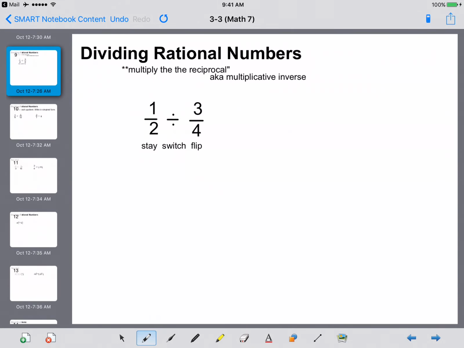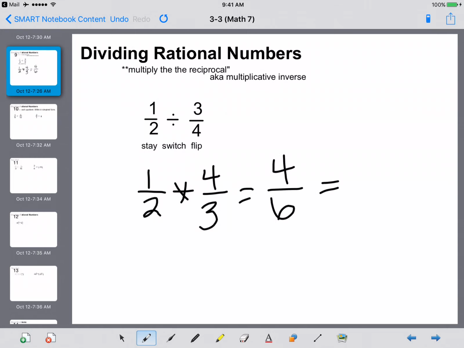Now we're going into dividing rational numbers. So when you divide rational numbers, you multiply by the reciprocal, or your multiplicative inverse. So what you do is you stay, switch your symbol, and then flip your second fraction. So your first fraction stays, your symbol switches, and your second fraction flips. So it becomes 4/3. Then, just like multiplying fractions, you just go straight across. So you'll have 4/6, which is the same thing as 2/3.